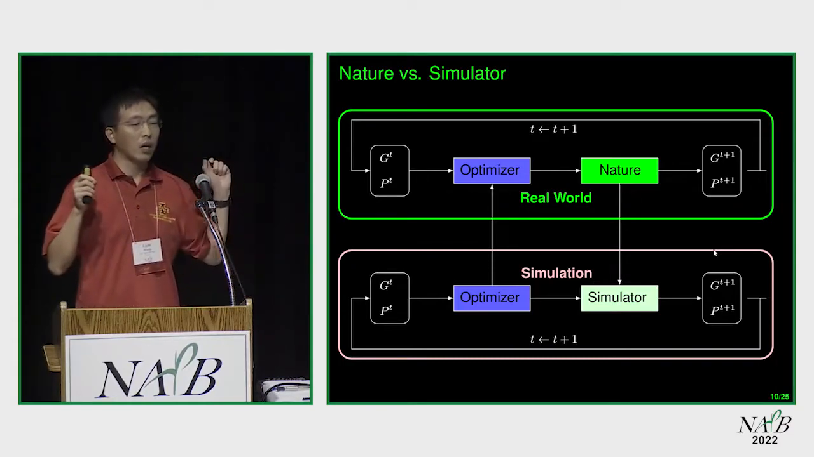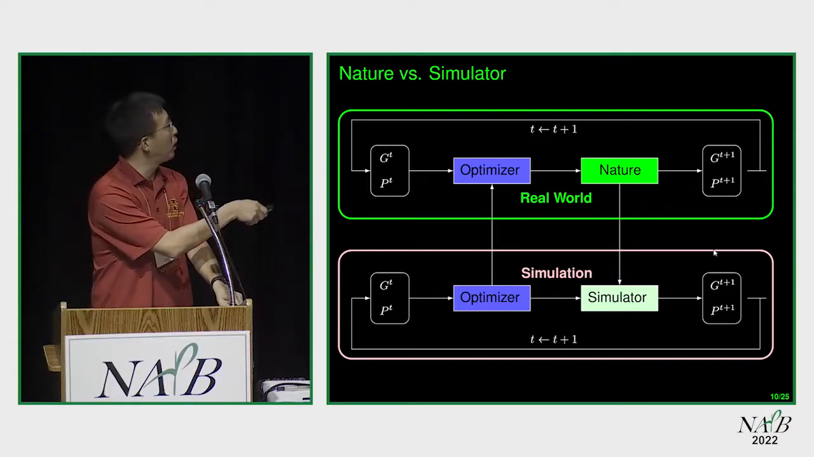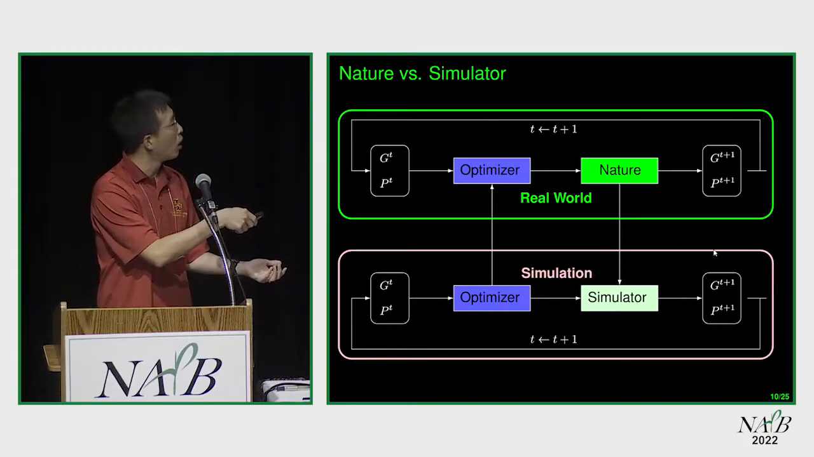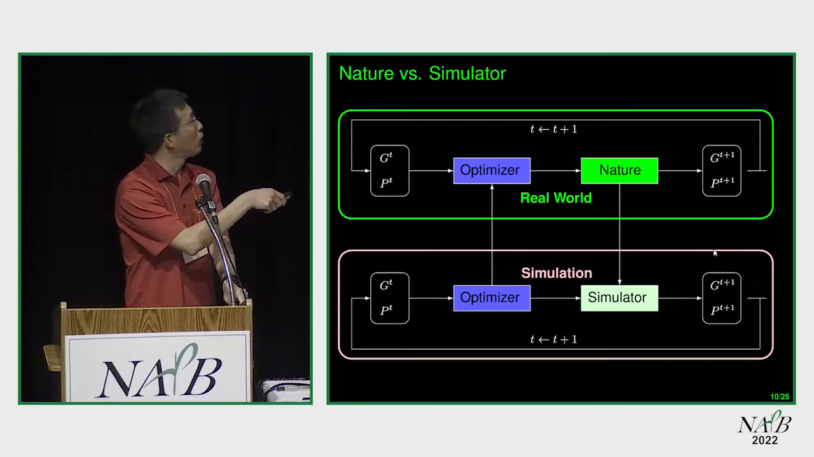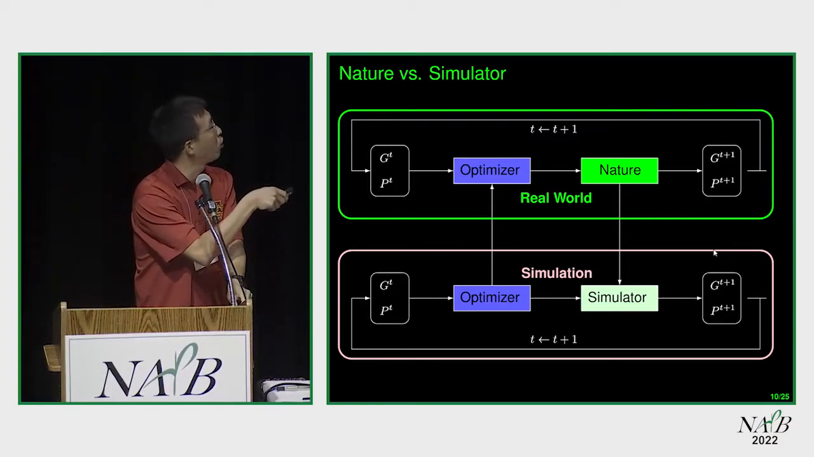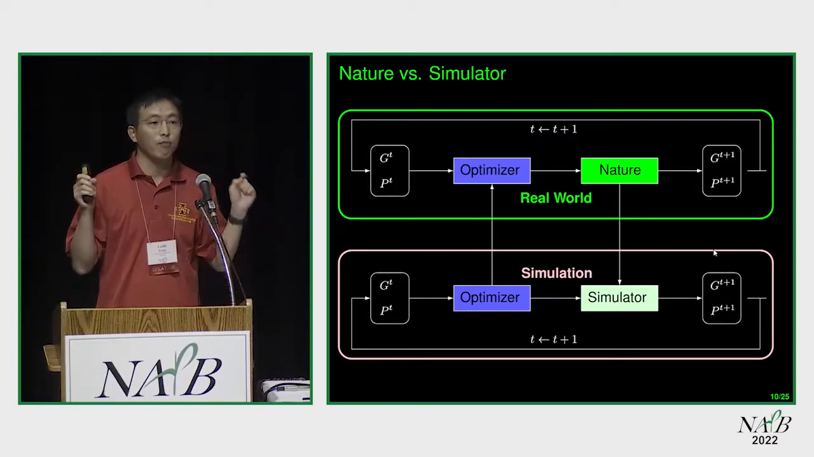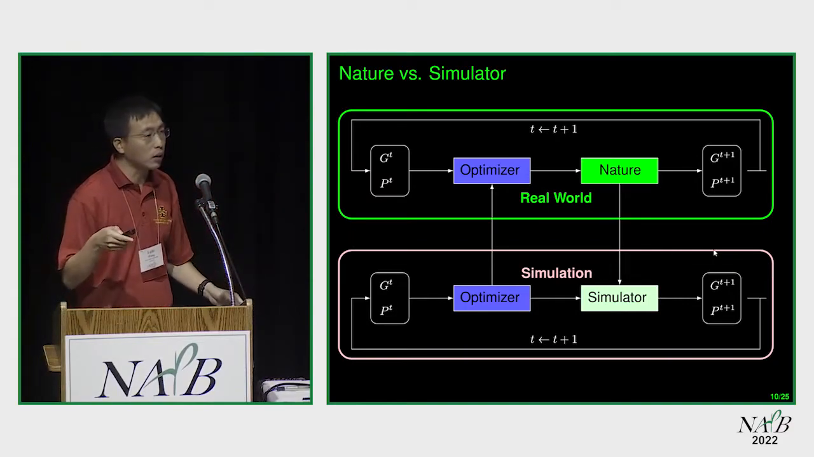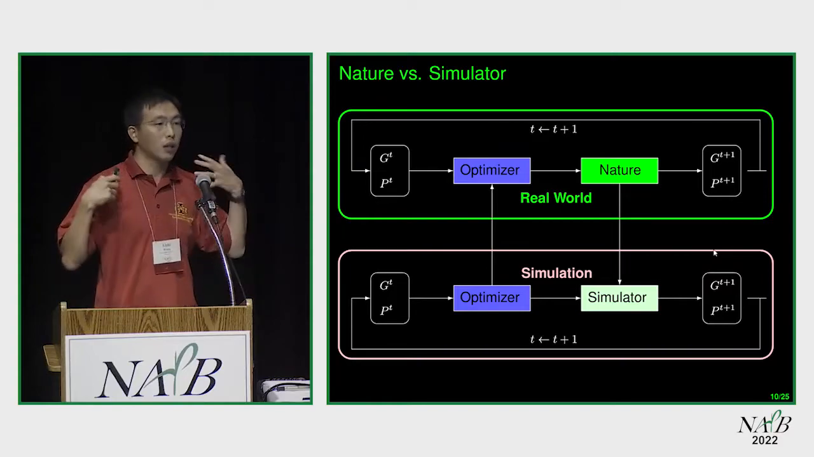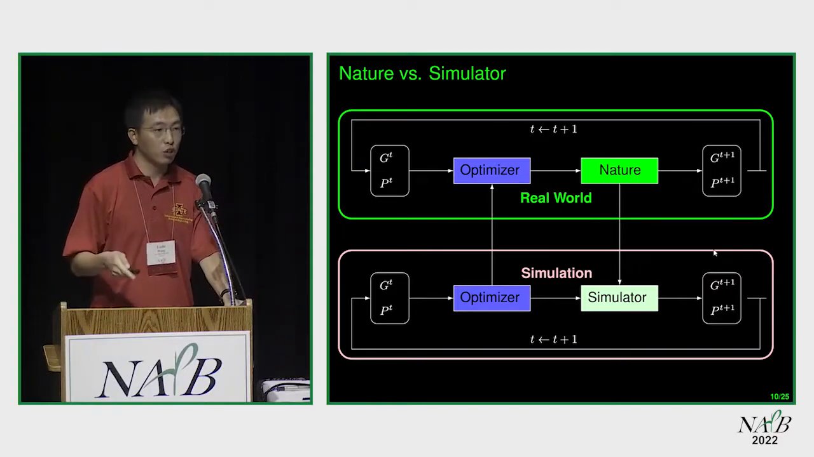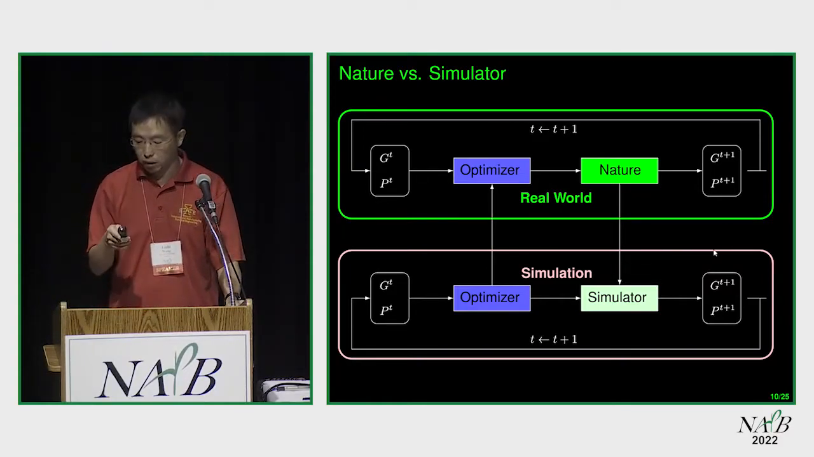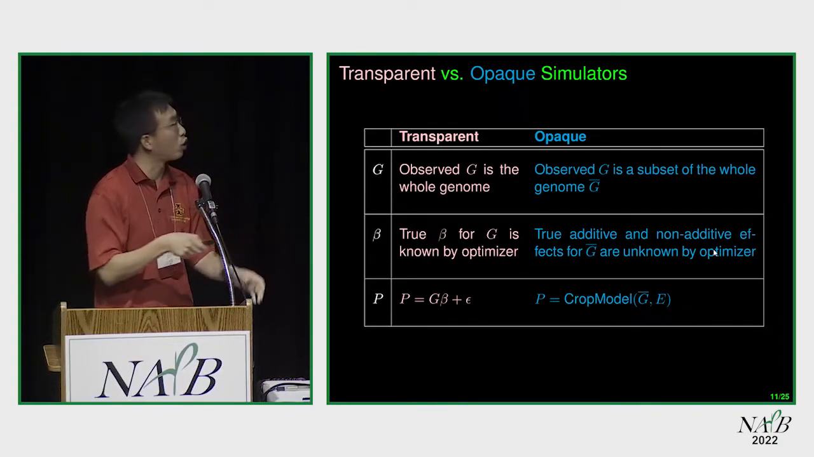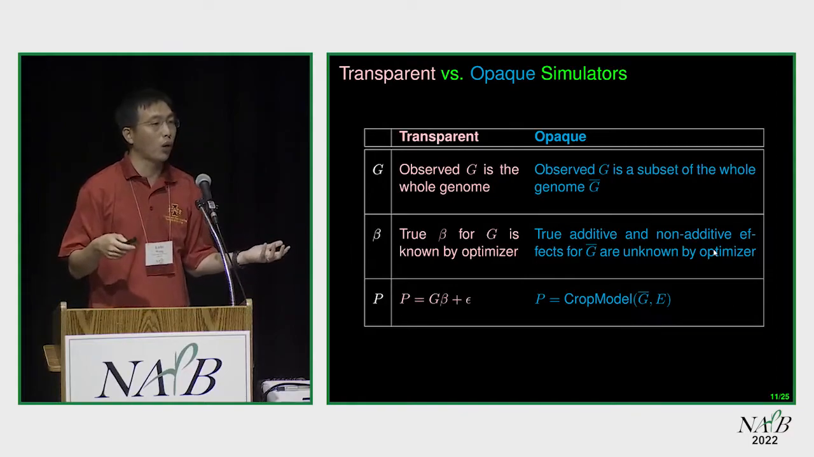When people are designing a simulator, people assume that we know almost everything about the simulator. That's very dangerous because you may be designing an optimizer that's working very well in the simulation, but when you plug it into the real breeding program, it will definitely disappoint. So my point is that when we are designing a simulator, we have to make sure to make it opaque, not make it transparent. The transparent is what we have seen in the literature, and the opaque simulator is what we are proposing.